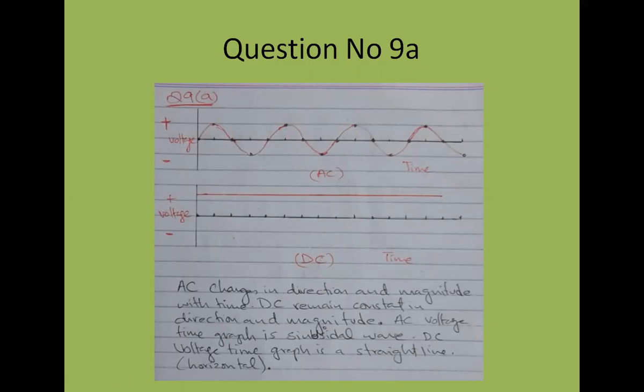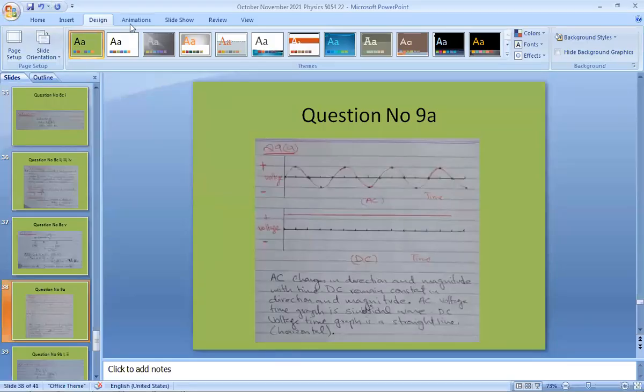DC current remains constant. The graph for the AC current is a sinusoidal wave, and the graph for our DC current is a horizontal line. AC changes in direction and magnitude with time. DC remains constant in direction and magnitude. AC voltage time graph is a sinusoidal wave. DC voltage time graph is a straight horizontal line. Hope you understand. That was question number 9, A part.